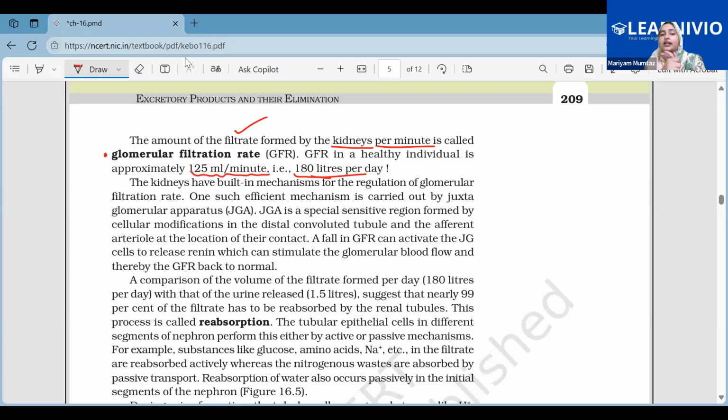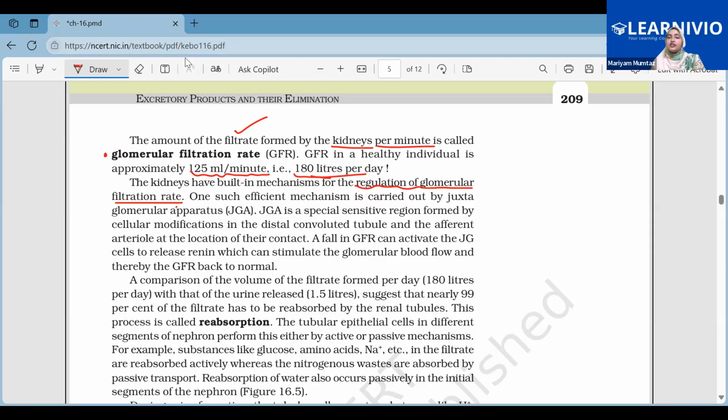So our body has that mechanism to reabsorb the good things back, and that is what we call the reabsorption process. That was the second step of urine formation. Now, the kidneys have a built-in mechanism for the regulation of the glomerular filtration rate. The GFR gets regulated, as in if it is reduced or increased, our body has a mechanism to maintain it.